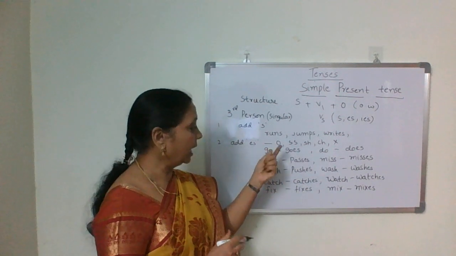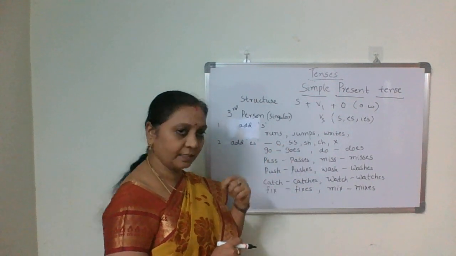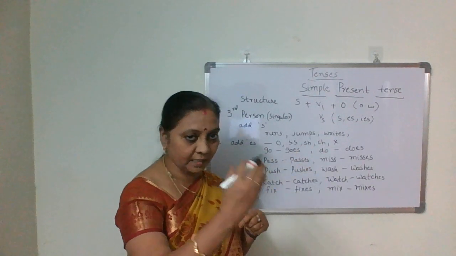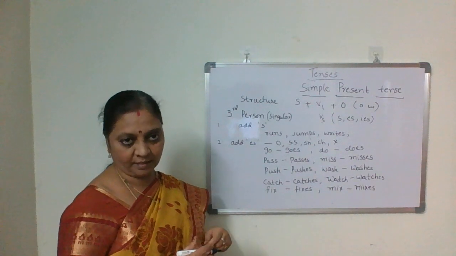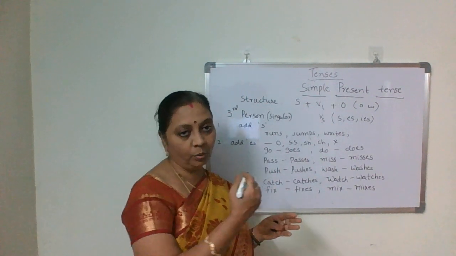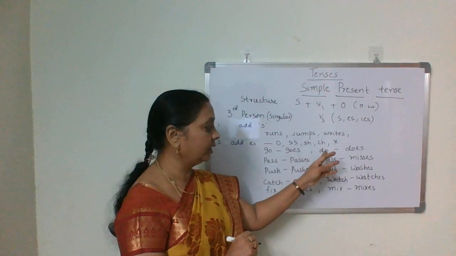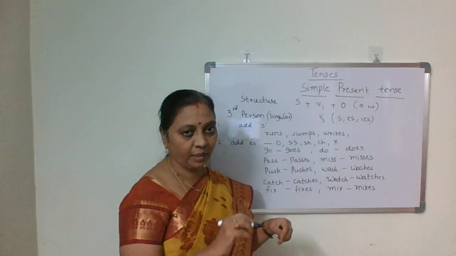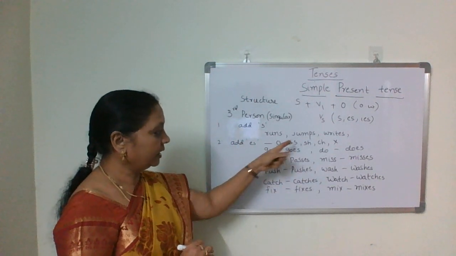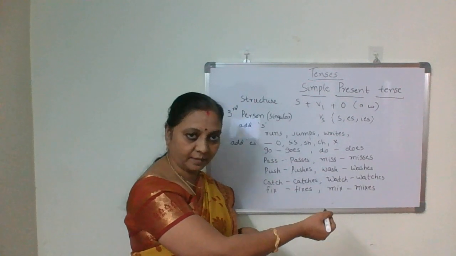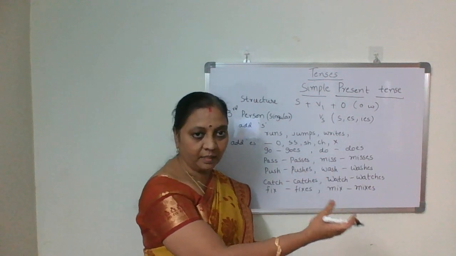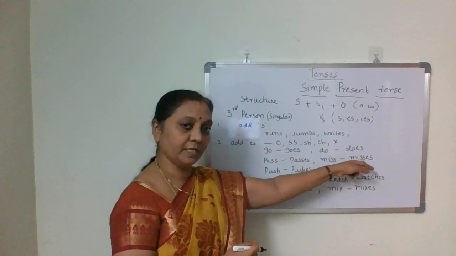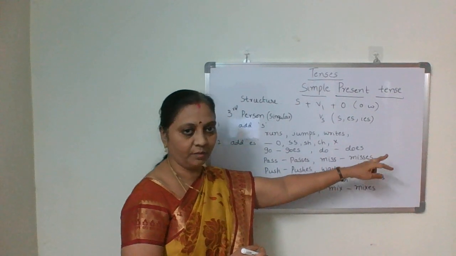And second, es. For which verbs we add es? When the verbs end with the letter o, double s, sh, ch and x, then we add es. For example, go, goes, you are adding es. Do, does, not do's, it is does. Double s: pass, passes, miss, misses. He misses the train, he misses the bus, so in such cases he or she misses, you have to write.